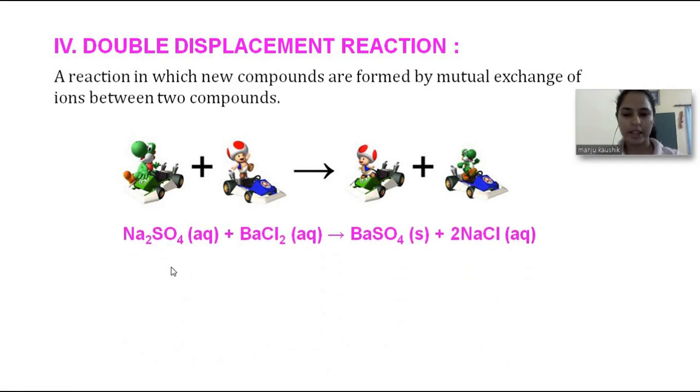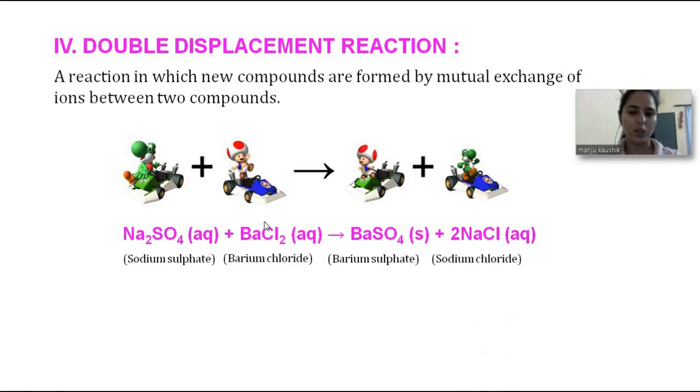See, sodium sulfate, when it reacts with barium chloride, it forms barium sulfate and sodium chloride. So sodium sulfate is exchanging with barium to form barium sulfate, and barium chloride is getting converted into sodium chloride by the exchange of sodium ion from its solution. So sodium and barium both are exchanging their salt solutions. There is a mutual exchange. So this type of reaction is double displacement.